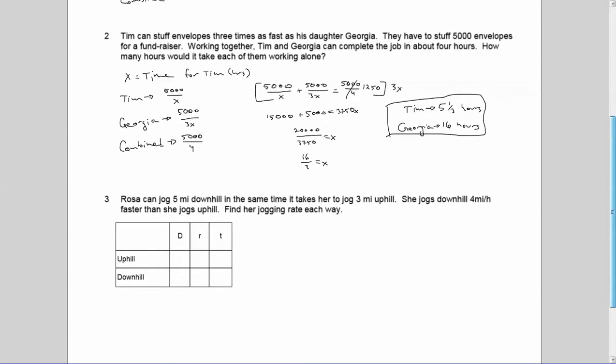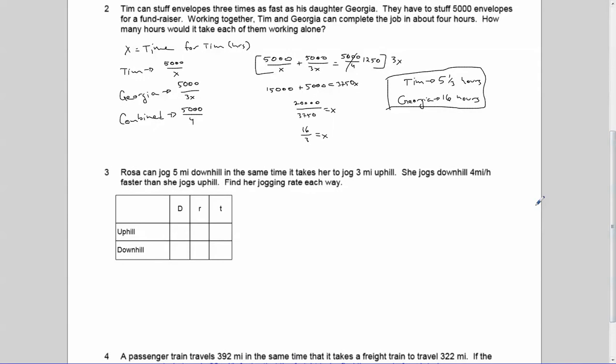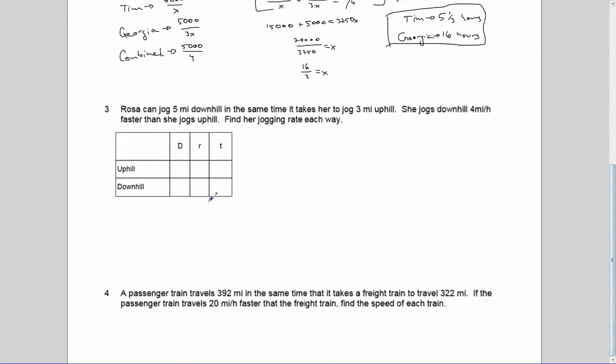In number 3, we change gears a little bit and start looking at distance, rate, and time. This takes advantage of a formula that you should be familiar with: distance equals rate times time. So let's take a look at the question.